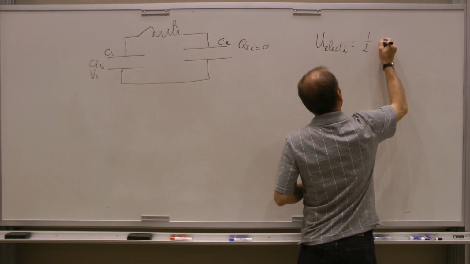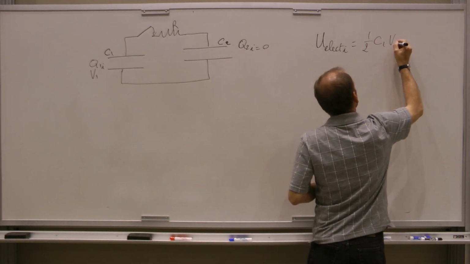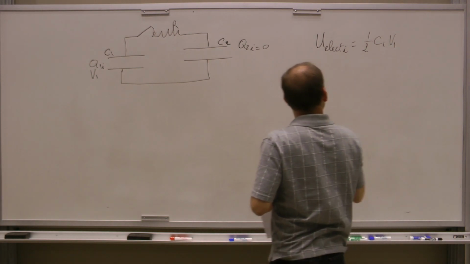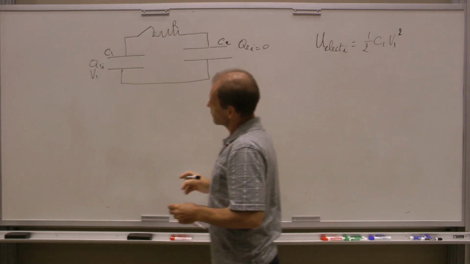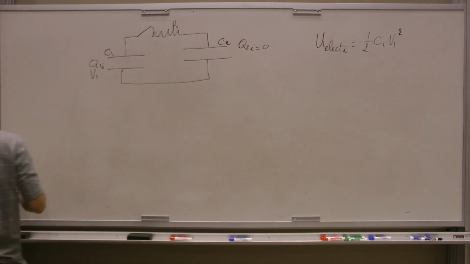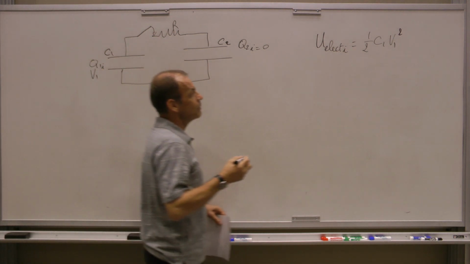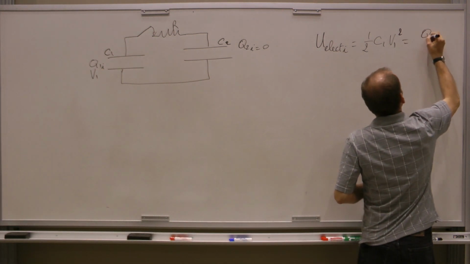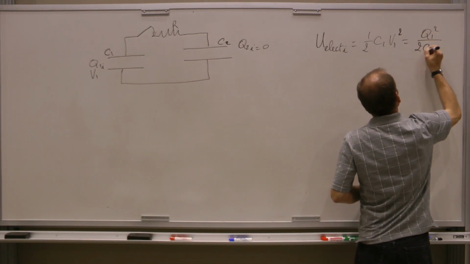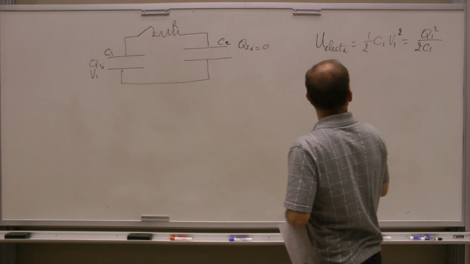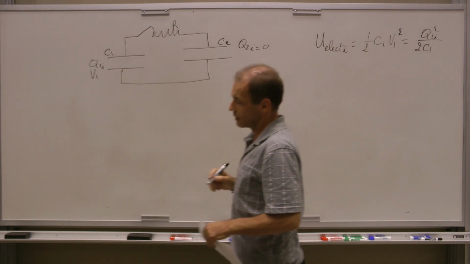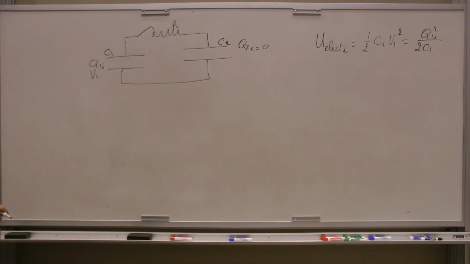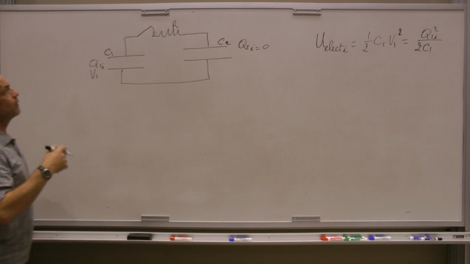It's equal to 1/2 of C1 V squared. Or, because I'm going to probably also calculate that, it's the same thing as Q1 squared over 2C1. That's going to be the initial charge, Q1 initial, held by the system. I close the switch.